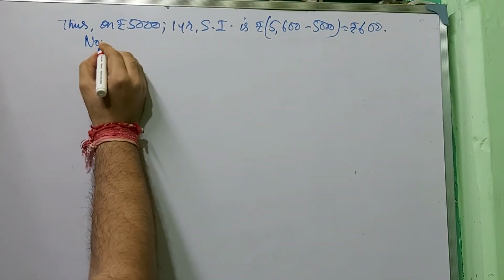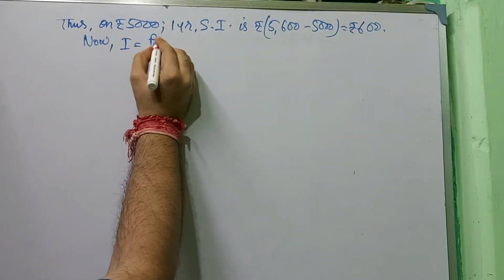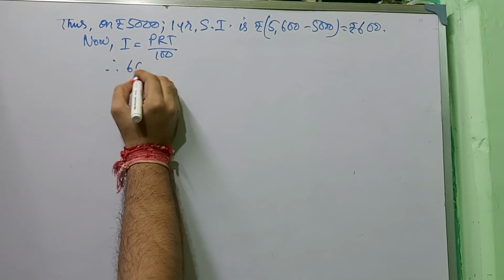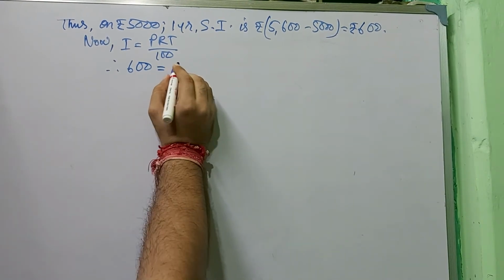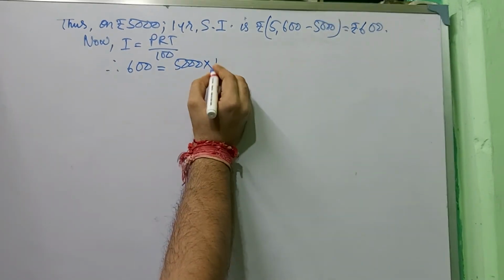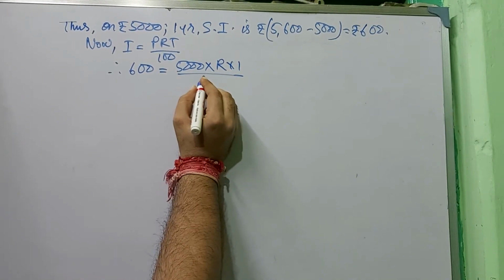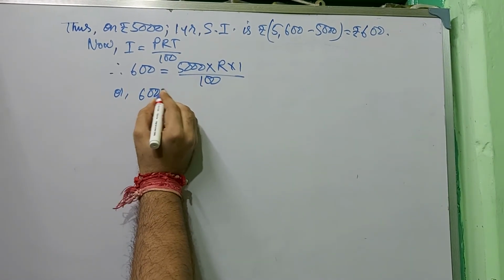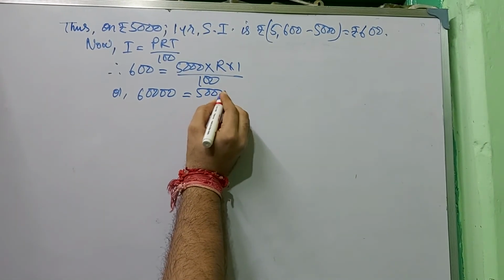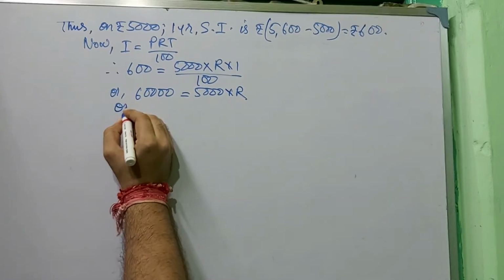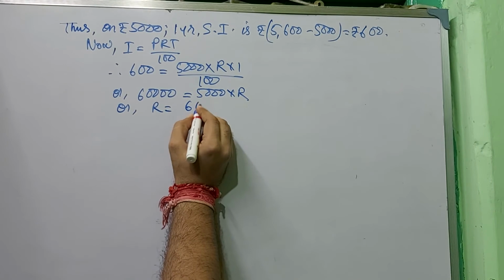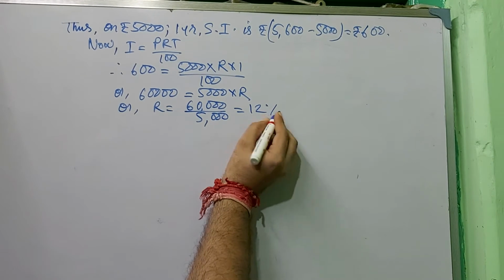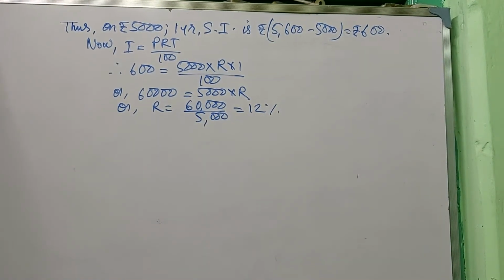Now I is equal to PRT by 100. Therefore 600 is equal to, P is given 5,000, R you have to calculate, T is 1. So R is equal to 12%. Okay, this is the 12%.